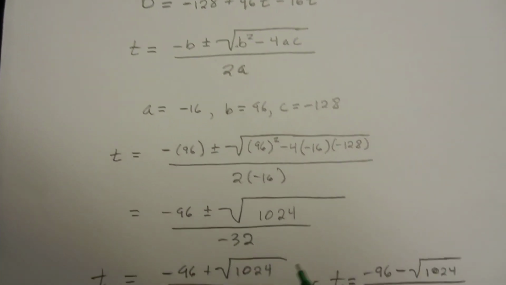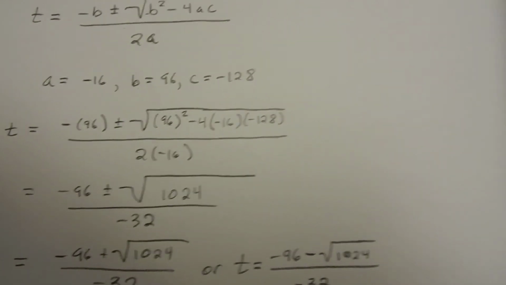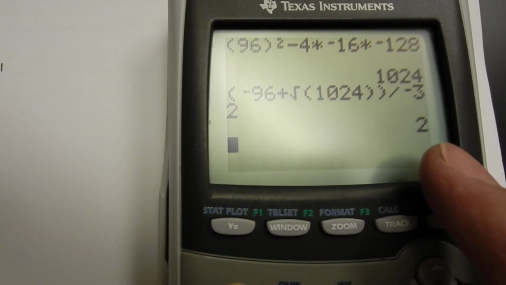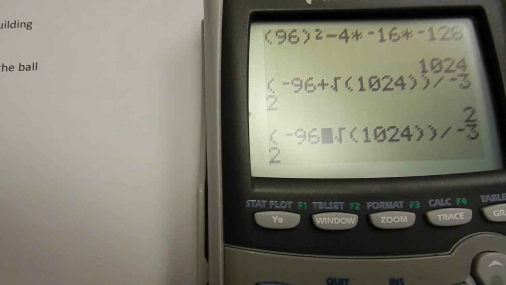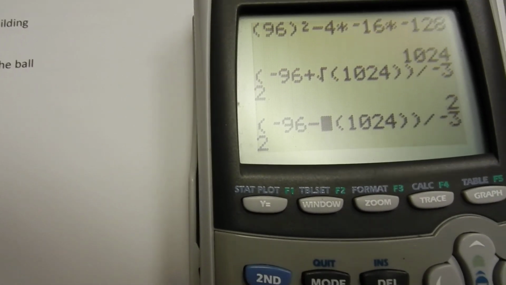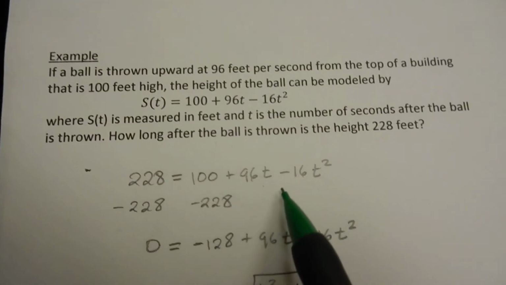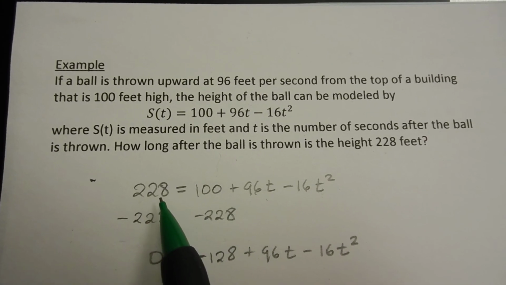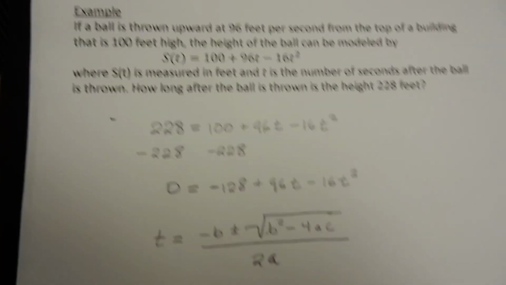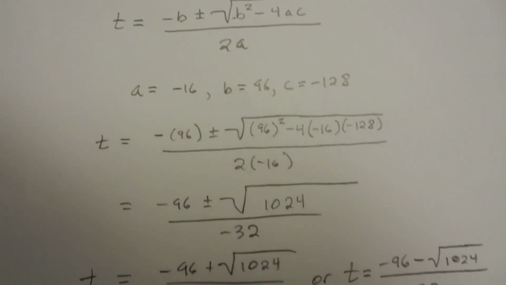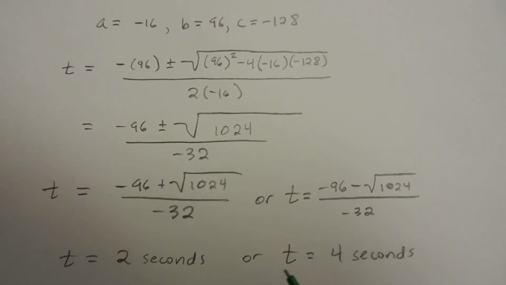Let's do the other one, the subtraction here. Negative 96, subtract that square root over negative 32. I'm going to use my entry feature, which is found by second enter. I can now manipulate and turn that to a subtraction. So I hit enter, and the answer is 4. So after 4 seconds, also a value here of 4 will make my height of the ball 228 feet. So that means it had that value on the way up and on the way down. So we entered there, and there are my answers: 2 seconds or 4 seconds.